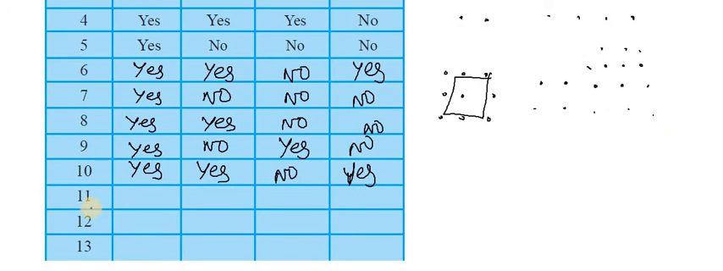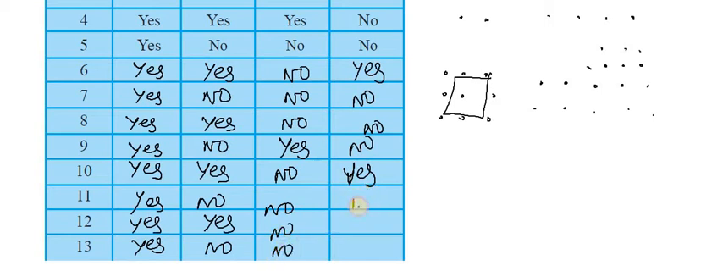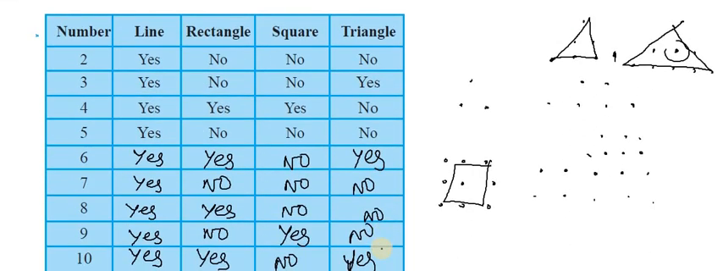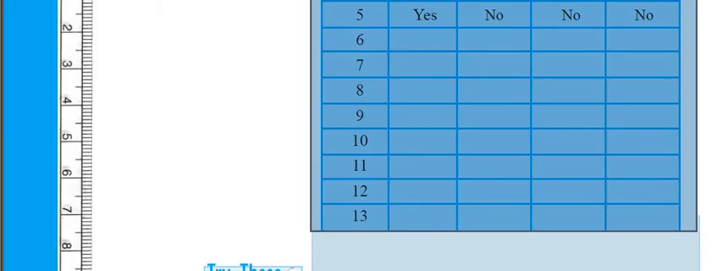And for 11 dots, of course we know this, a line will come for all the numbers, whereas a rectangle will come only for the even numbers, and a square will come only for the square numbers, and this triangle also will not come for this. So it is just simple logic: for which numbers you'll get a square, for which numbers you'll get a rectangle, that we'll see. That's what they are saying, patterns in whole numbers.